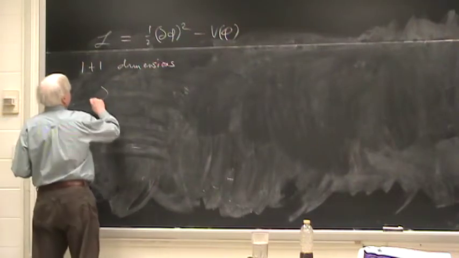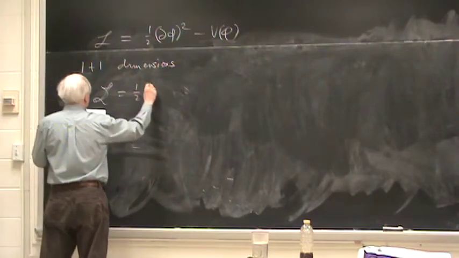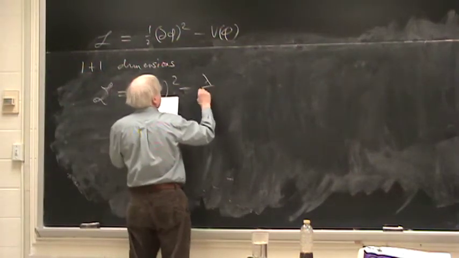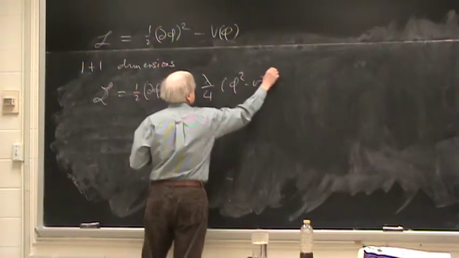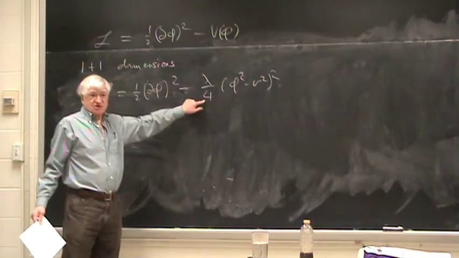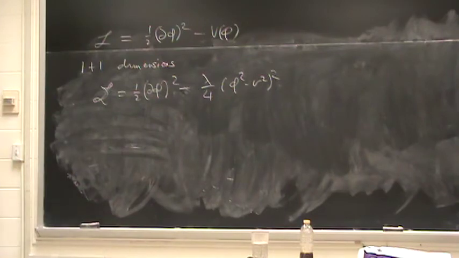And in particular, if one has a kink, if one writes this as λ over 4, (φ² minus v²) squared, actually a more convenient choice of normalization is a 2 here. But my notes are kind of 4.